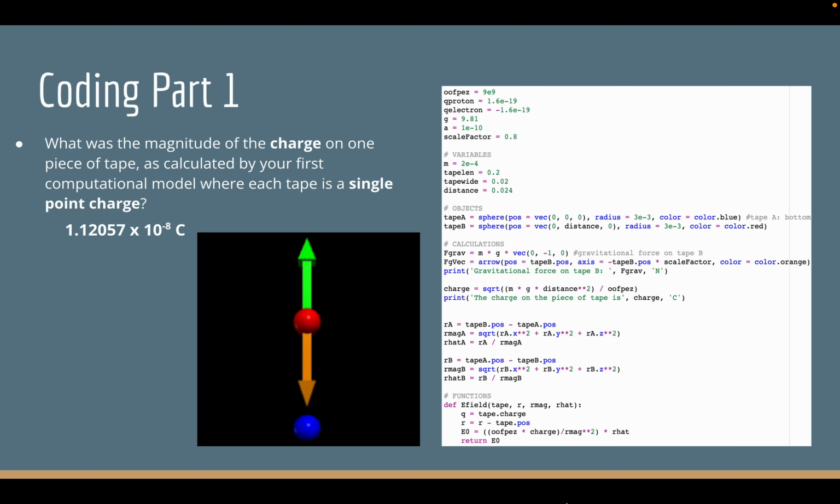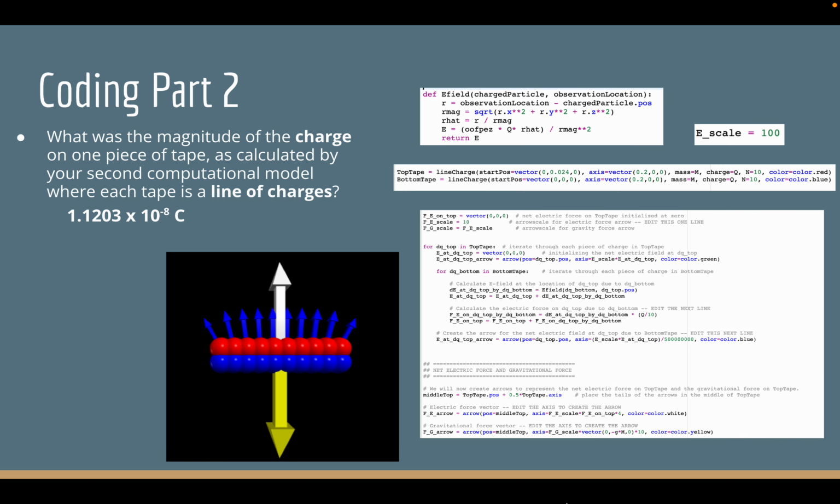In this section of the code, we calculated the charge on one piece of tape acting as a point charge. The code to calculate this is pictured to the right, and the output is displayed below. The value ended up being 1.12057 e to the negative 8 coulombs, which is close to what was previously stated as the charge. In part 2, we calculated the charge on one piece of tape acting as a line of charges. In my code, I adjusted scalars until my output visually made sense. Again, my process is pictured to the right, and the output is below. The value ended up being 1.1203 e to the negative 8 coulombs, which is even closer to what was previously stated as the charge.